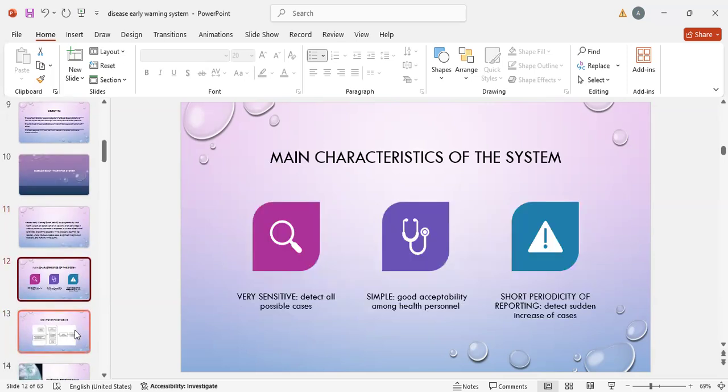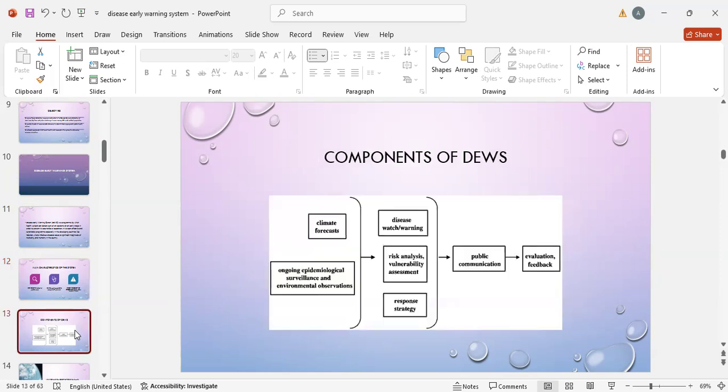Main characteristics of the system: very sensitive, detects all the possible cases. It is simple, with good acceptability among all health personnel. Short periodicity of reporting, detects sudden increase of cases. Components of the DEWS: climate forecast and ongoing epidemiological surveillance and environmental observation that lead to disease watching and warning, risk analysis, vulnerability assessment, and response strategy that then lead to public communication and evaluation and feedback.